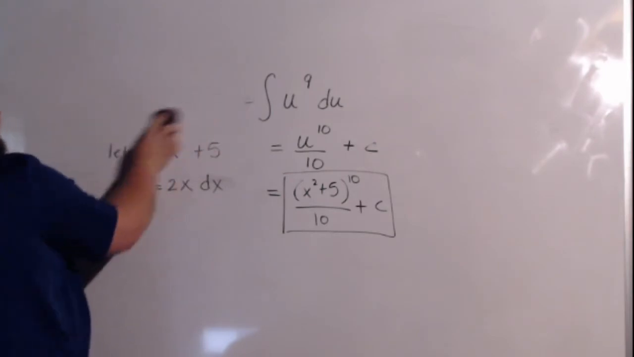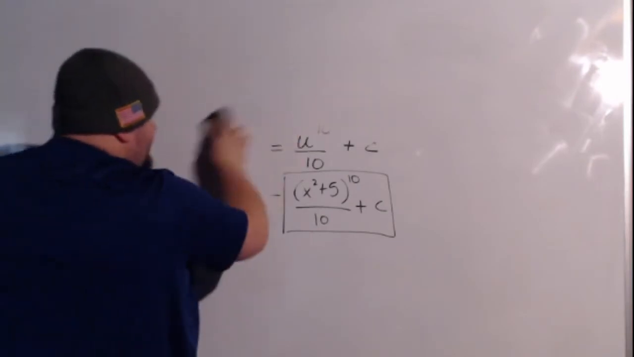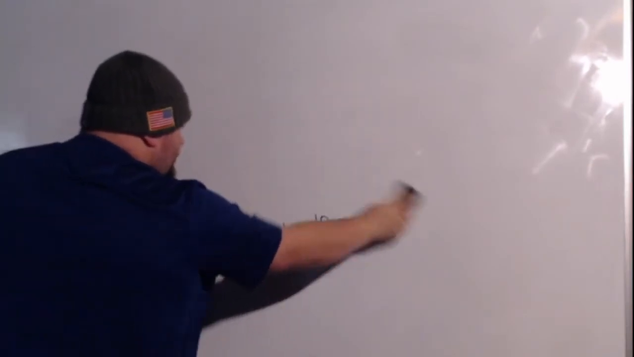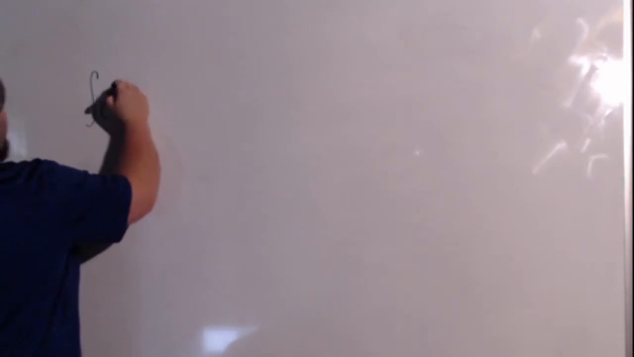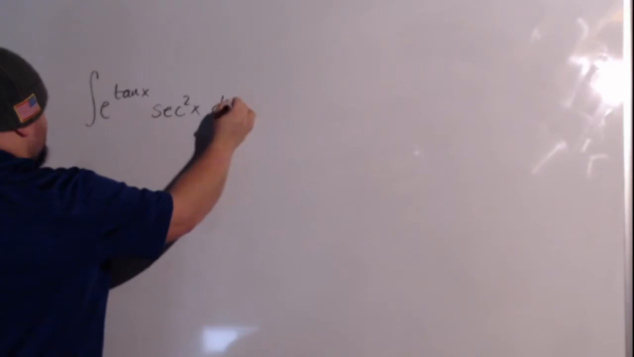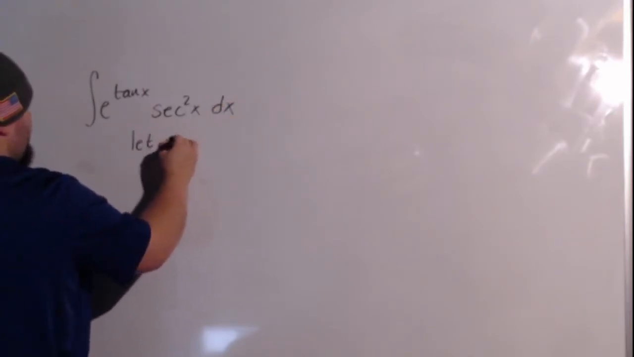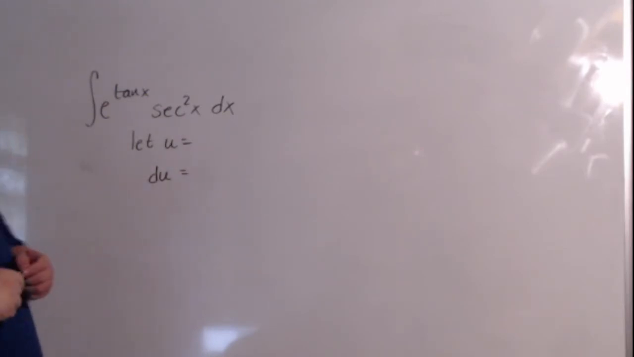Now I would typically give this next problem to you guys to do, but because of the current situation, I'm going to go ahead and do it. But I'll go ahead and ask anyway. So let me write it here first. It is the integral of e to the tangent of x times secant squared dx. What would you let u equal in this problem? And what would du equal? I'll give you guys a second to answer that question.